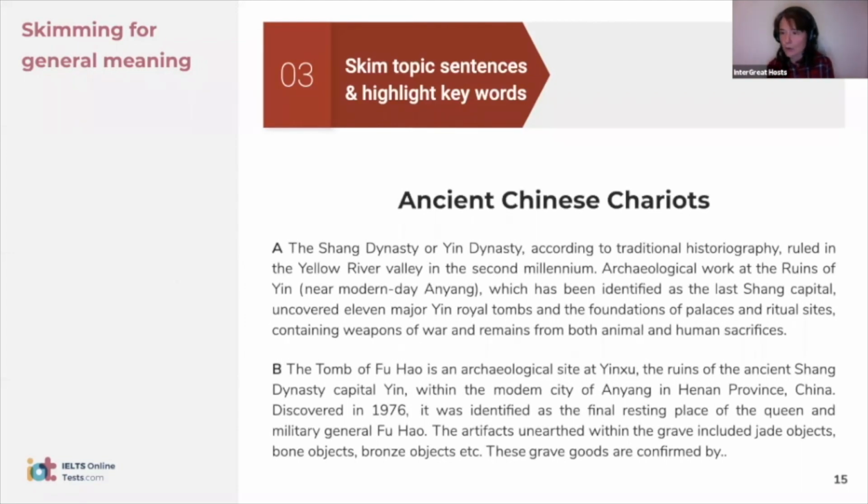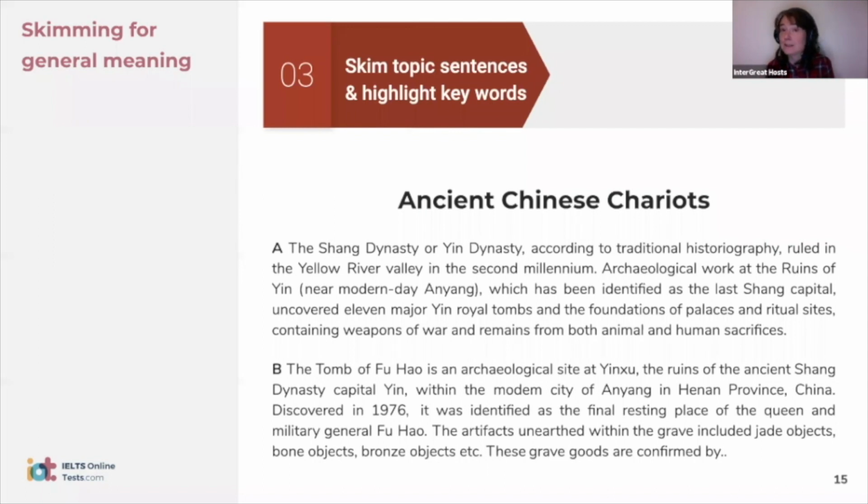If you want to get a bit more information about the text, you can look at the topic sentences, okay? So the topic sentence is the first sentence in each paragraph. And that, as it says, usually gives you the topic of that paragraph. So you can have a very quick look at the first sentence in each paragraph and just again maybe highlight any keywords, because that's going to make it easier to find the information later on when you come to do the exercise, okay?